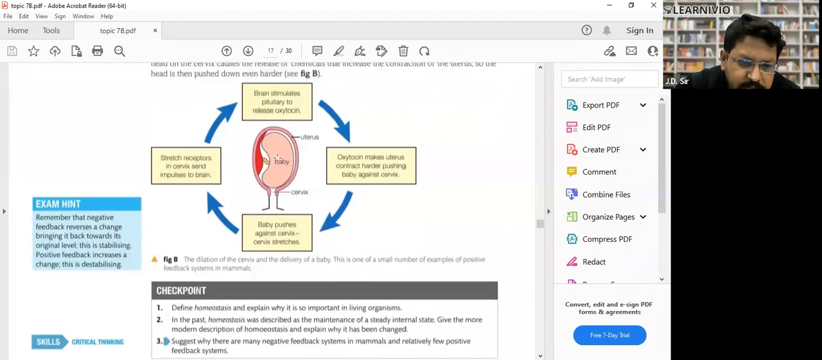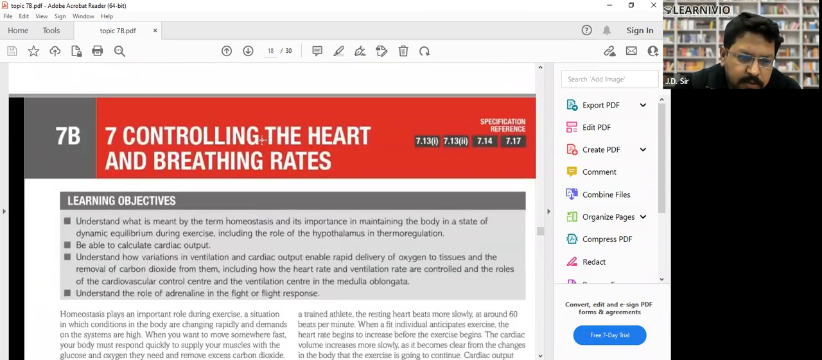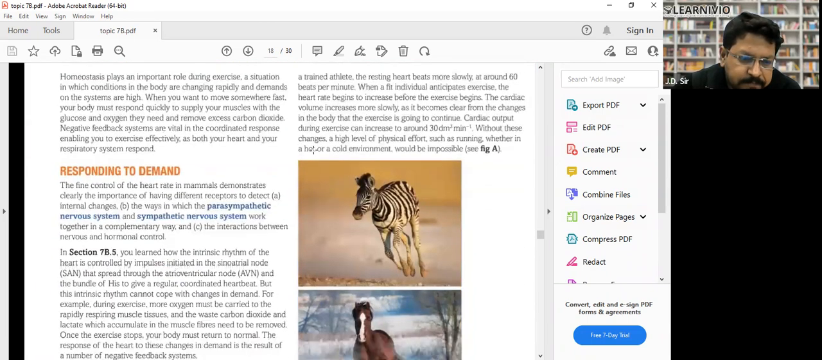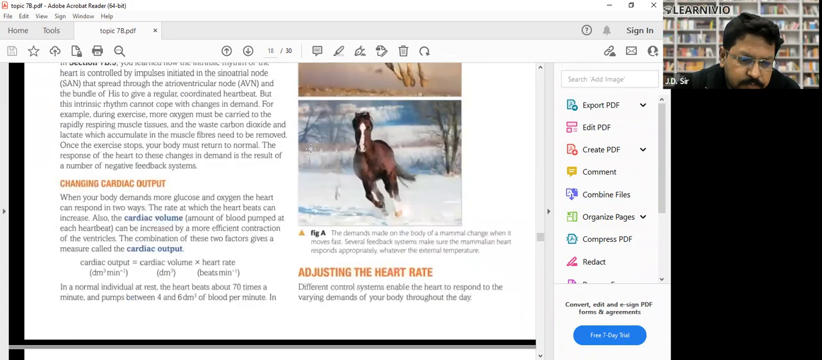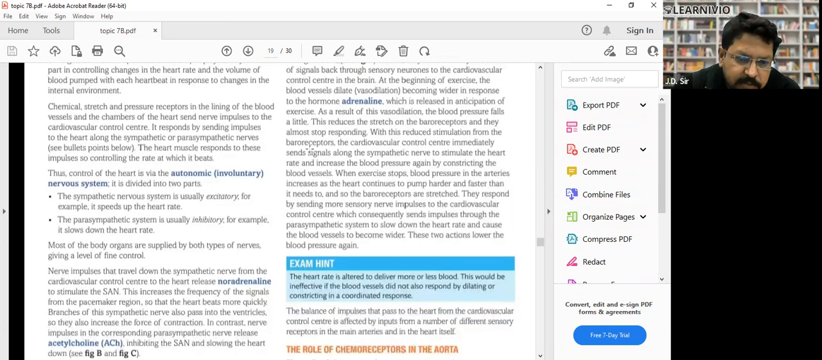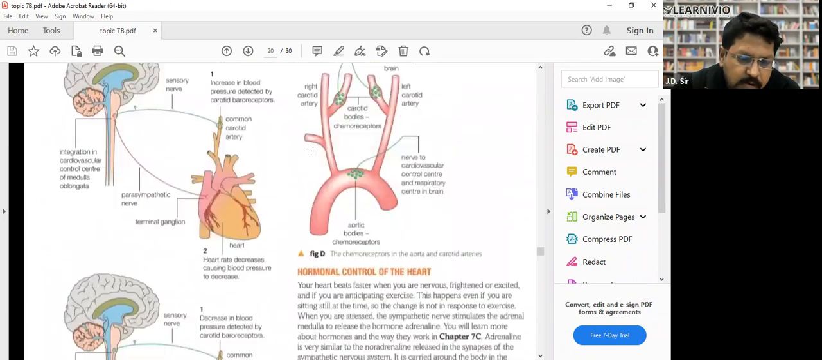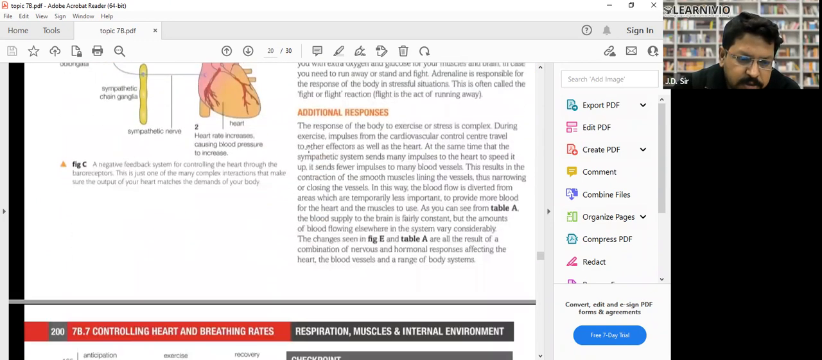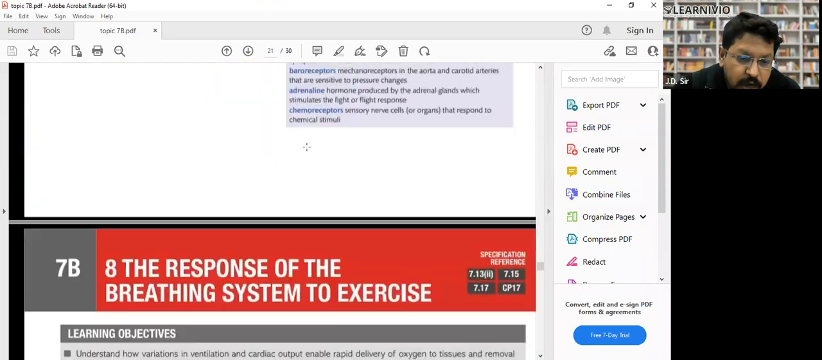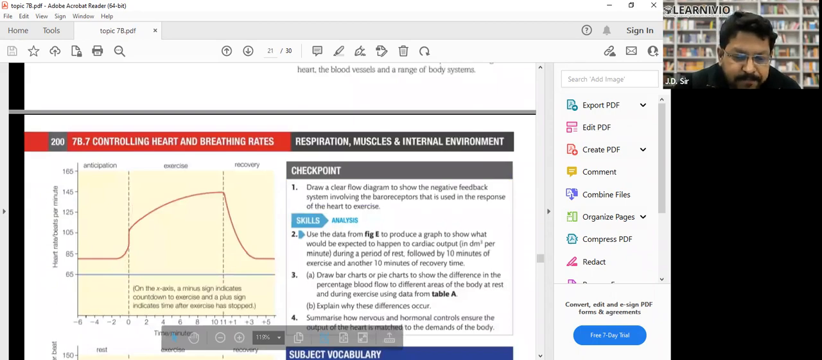Now the brain system, same thing, even positive feedback, right? So controlling the heart and breathing rate. Nervous control of the heart. So both of the things have been given. Give me just a minute. Controlling how the brain controls the heart rate and breathing rate.